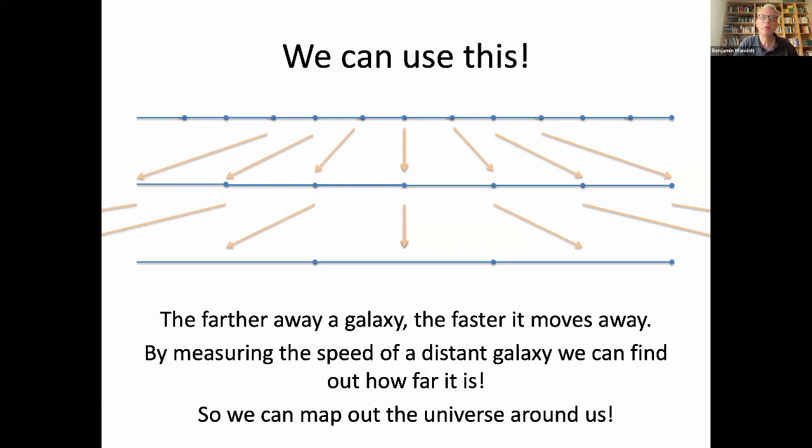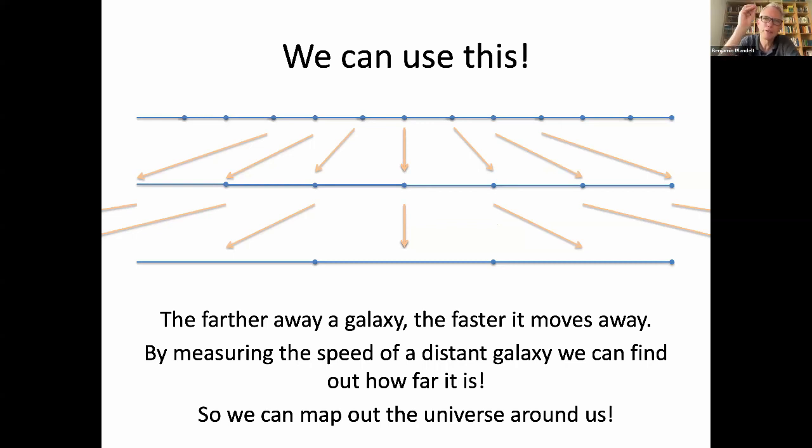Okay, so let's use this toy model. And in fact, we can use this insight that, just like Elsa said, if we measure the speeds of galaxies, galaxies that move away faster from us must be farther away if the universe is homogeneously expanding. And so we have a way of finding the distance to distant galaxies. All we have to do is measure their speeds. Turns out measuring their speeds is super easy.